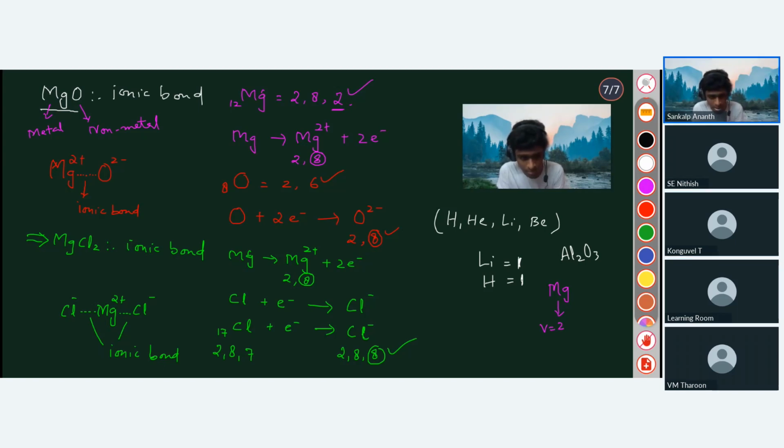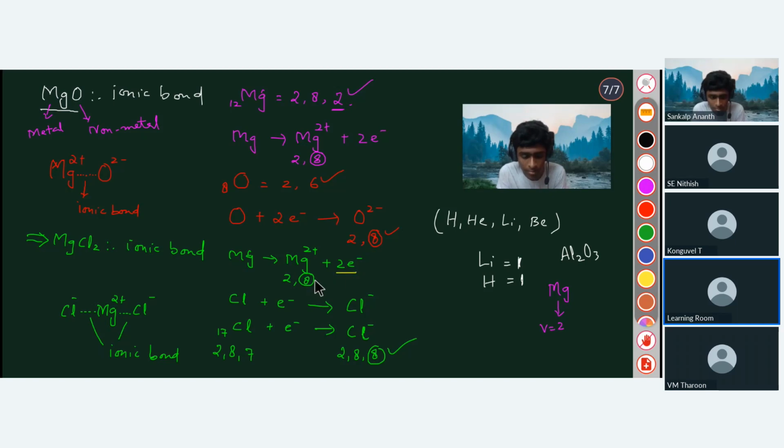Done, sir. Sir, I don't get it. When magnesium is... where did that 2e minus come from, sir? 2e means electron. It has just lost 2 electrons. Why will magnesium lose 2 electrons?